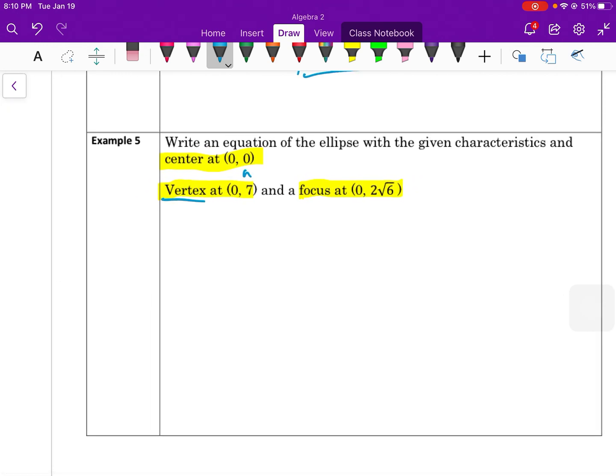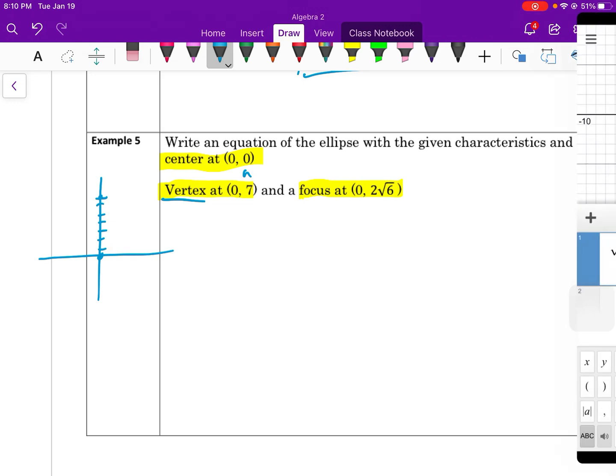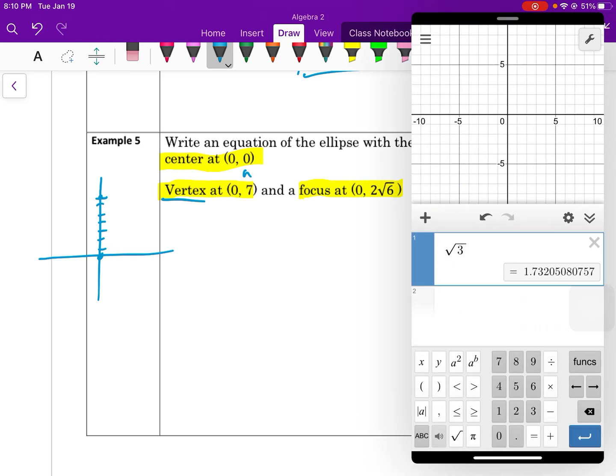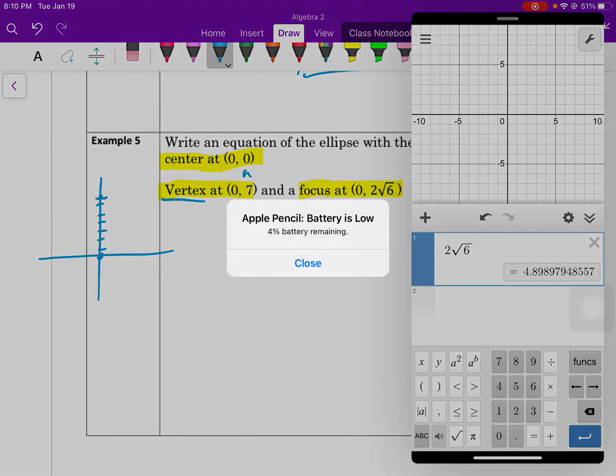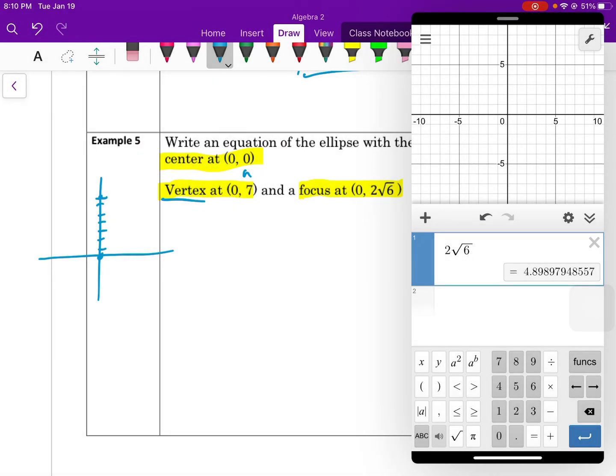So when graphing, we can put a vertex at 1, 2, 3, 4, 5, 6, 7, centered at 0, 0. And then I found 2 radical 6. No, I didn't. Let's see. 2 times square root of 6. 4.9 about. So that would be 1, 2, 3, 4.9. So there's one of our foci.